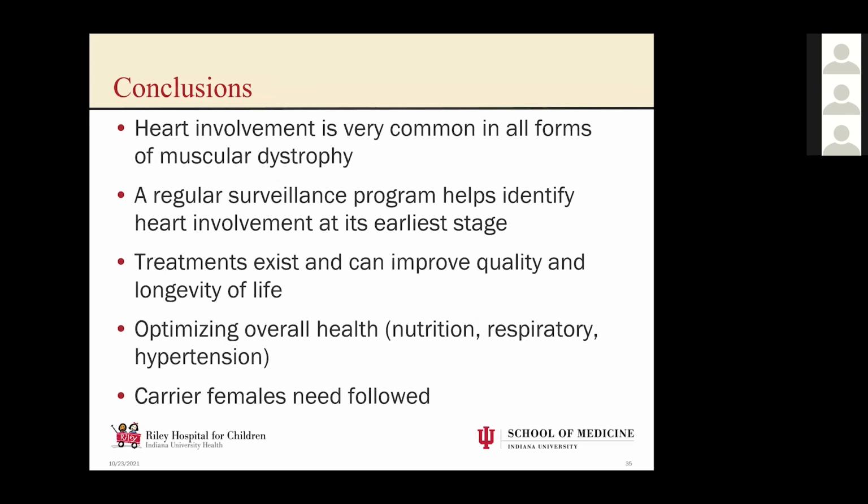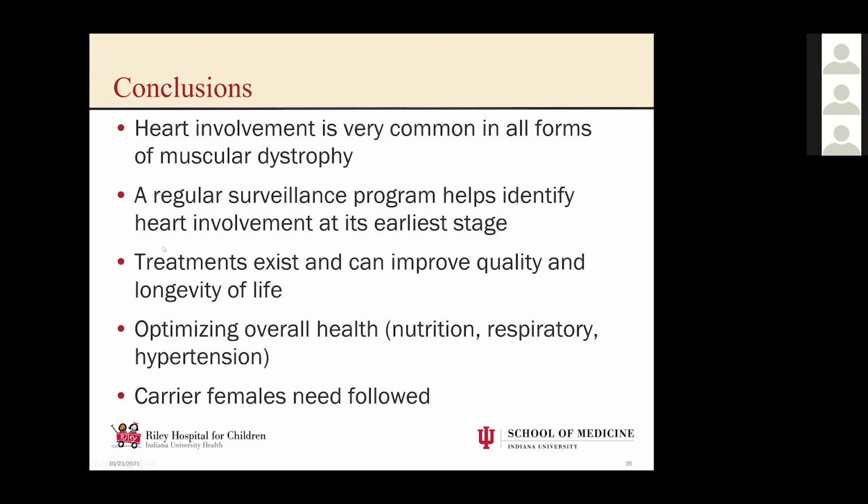And so, conclusions: the heart involvement is very common in all forms of muscular dystrophy. Almost all of them, with a few exceptions, we assume will have heart involvement. It's just a matter of how we do our surveillance program. It determines how often we see them and what tests we do at each year that we follow them up, or each 6-month period that we follow them up.